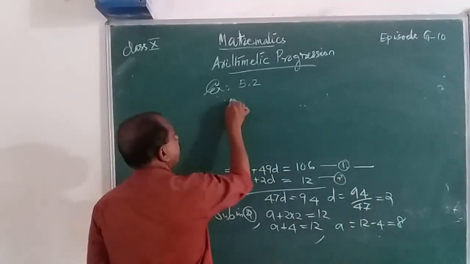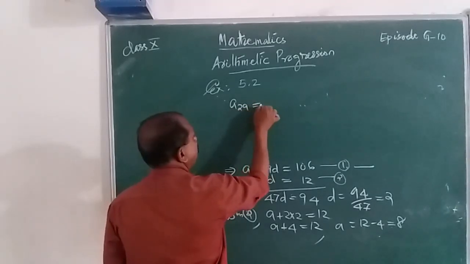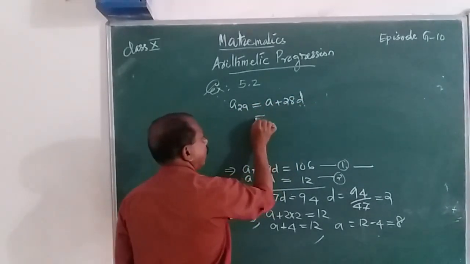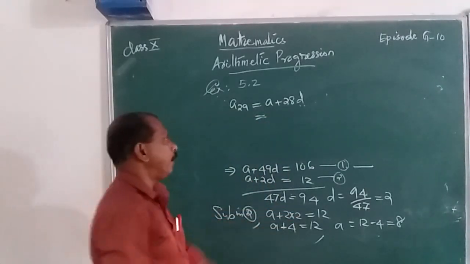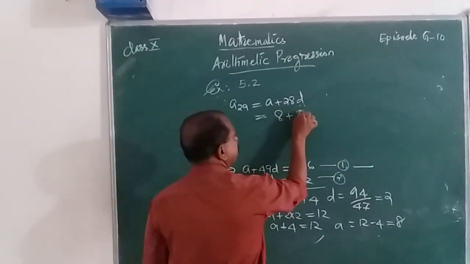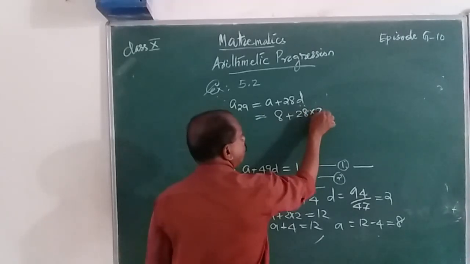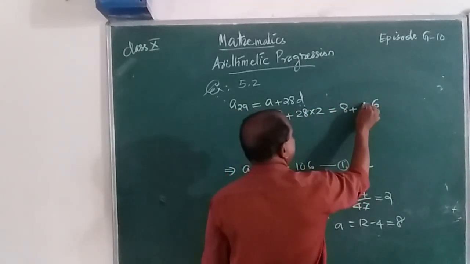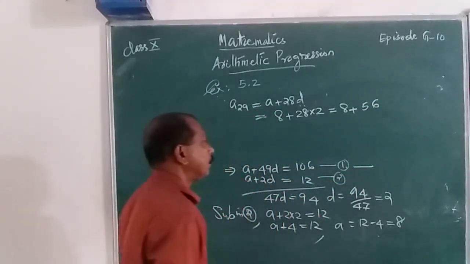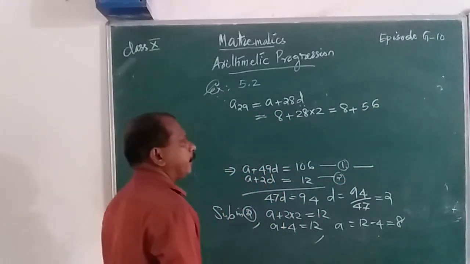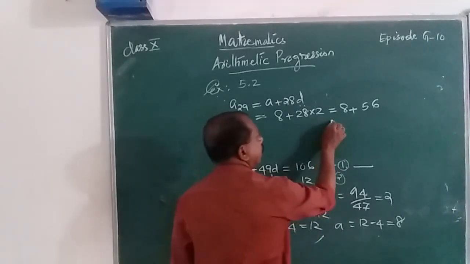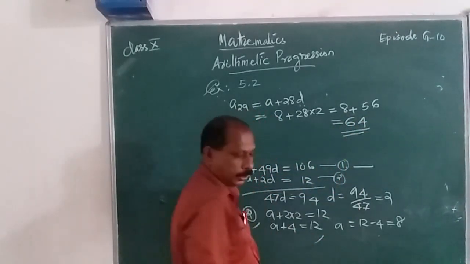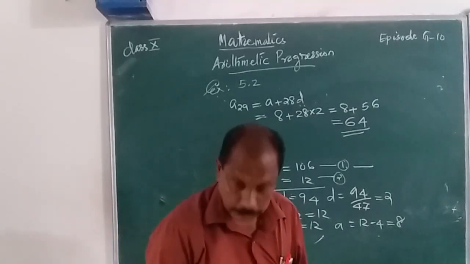A29 is equal to A plus 28D, is equal to, what is A? 8 plus 28 into 2, is equal to 8 plus 56. 56 plus 8 is equal to 64. Therefore, the 29th term is 64.